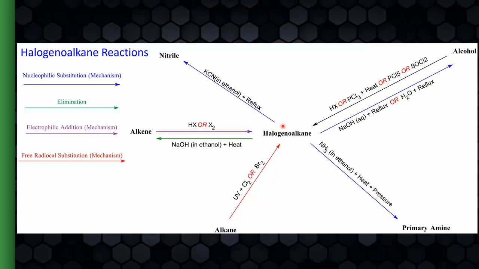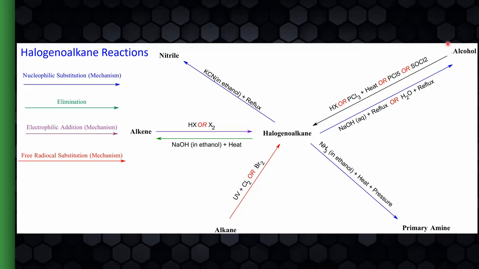We also saw the substitution reactions of halogenoalkanes, the nucleophilic substitution reactions, where we can use potassium cyanide in ethanol and reflux to turn a halogenoalkane into a nitrile. We can use ammonia in ethanol with heat and pressure to turn a halogenoalkane into a primary amine. And we can use sodium hydroxide under reflux or water under reflux to turn the halogenoalkane into an alcohol. Now, these are all the reactions that we learned in chapter 16.